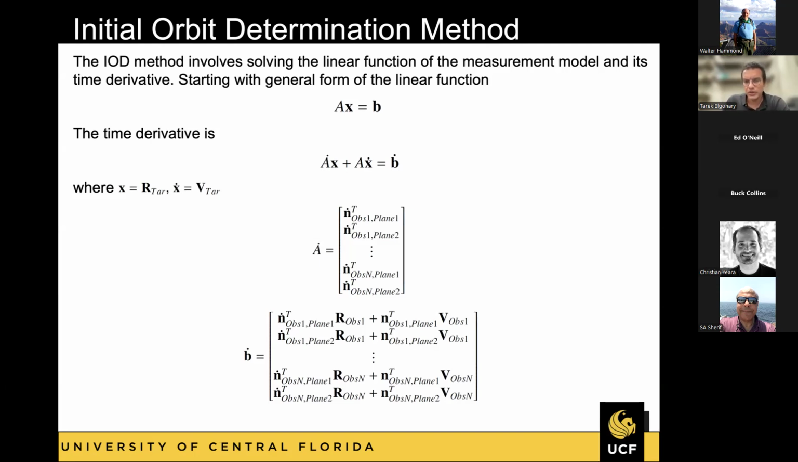And again, the initial orbit determination problem gives a very rough, back-of-the-envelope solution for the orbit problem. Then you feed that into either a batch estimator like a nonlinear least squares estimator or a sequential estimator like a Kalman filter as an initial guess, and you take this forward.